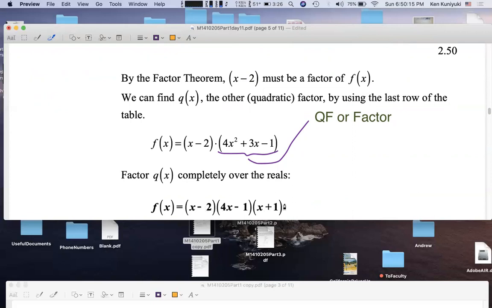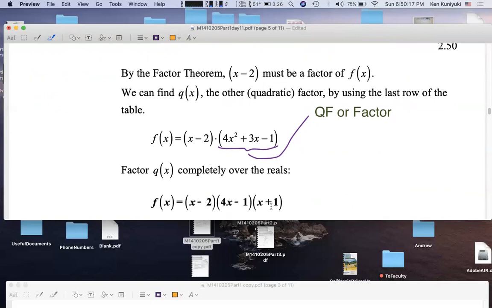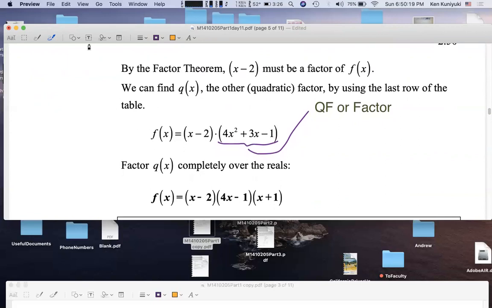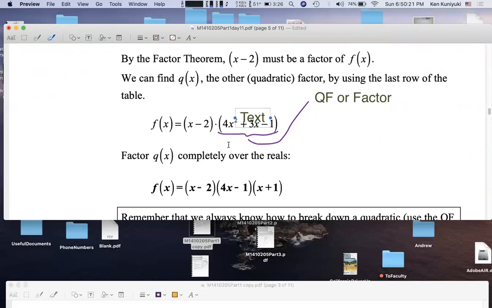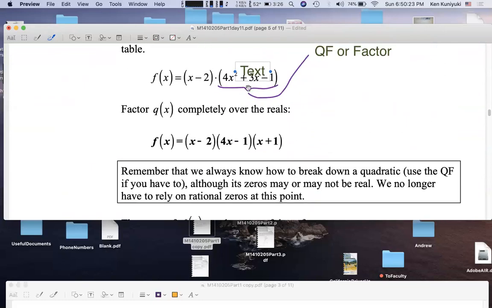Then we can get all the real zeros, set each factor equal to 0, and we get the real zeros for this thing. So the zeros, the real zeros, are going to be 2, 1/4, and -1. So these are all of the real zeros, and therefore all the zeros of the third degree polynomial.